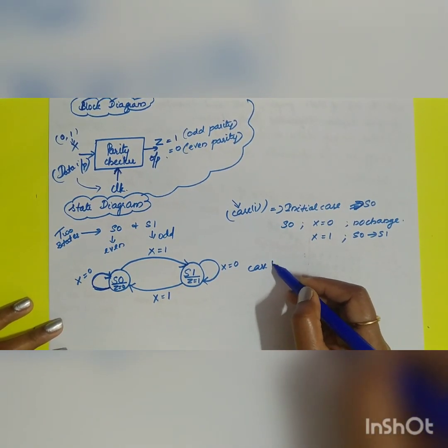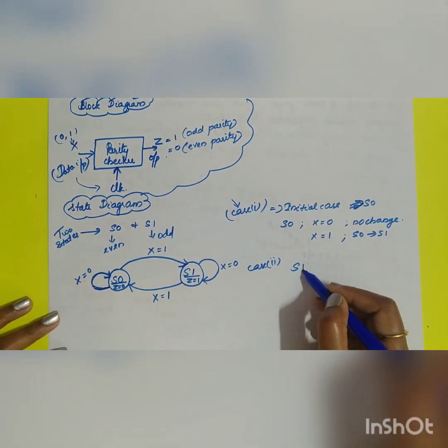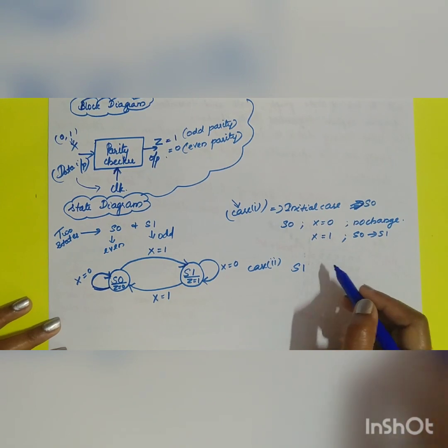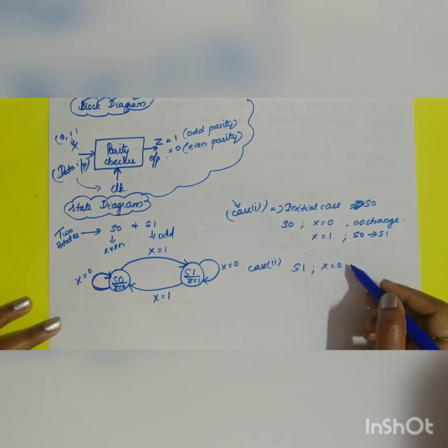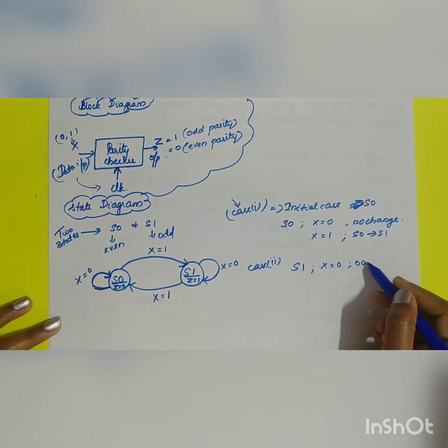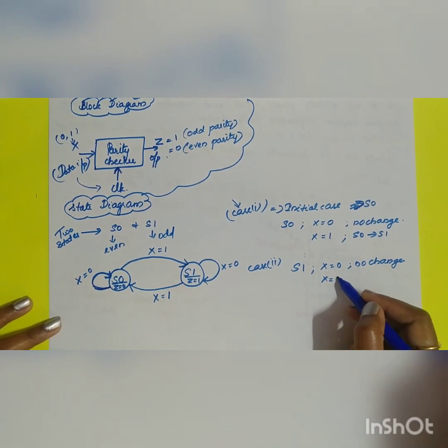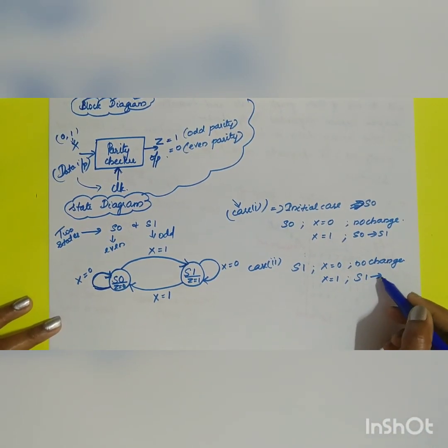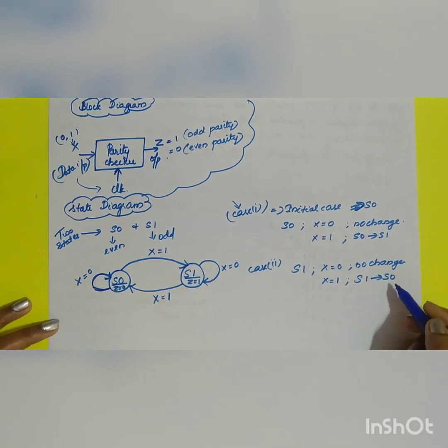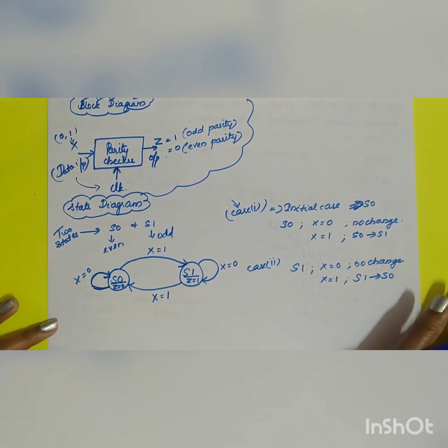Similarly in case 2, now you assume that your state has changed from S0 to S1. During S1, when you apply the input x equal to 0, what will happen? There will be no change. Now when x is equal to 1, 1 plus 1 will be 2, so it changes the state from S1 to S0. So this is the working principle of your state diagram or state graph.